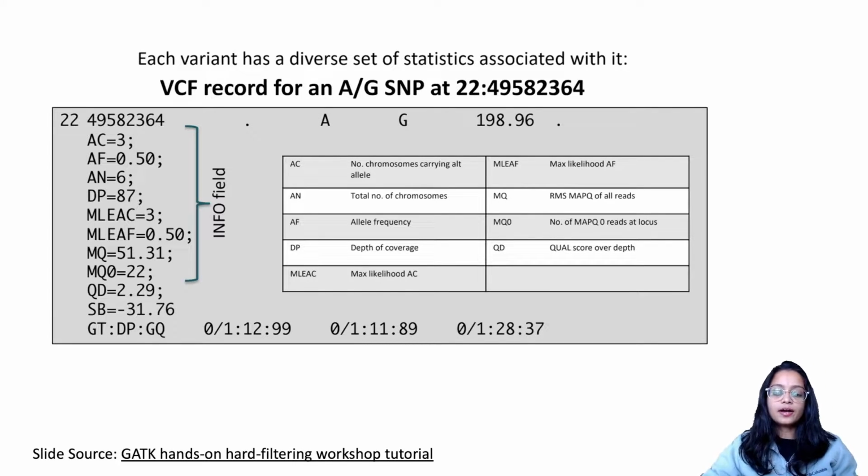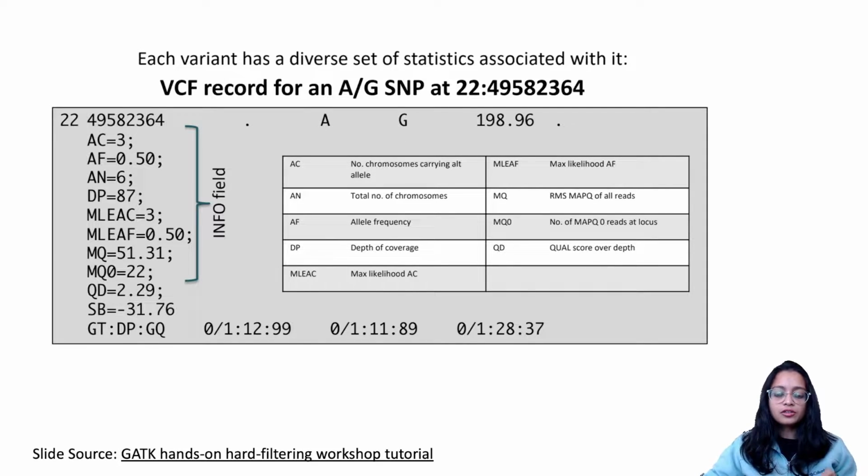As we know, there are various statistics associated with a variant. Here, for example, in this figure, we have a SNP that is present at chromosome 22. And there are statistics associated with this variant, like the number of chromosomes carrying the alternate allele. We have information on the total number of chromosomes. We have allele frequency, depth of coverage, and so on and so forth.